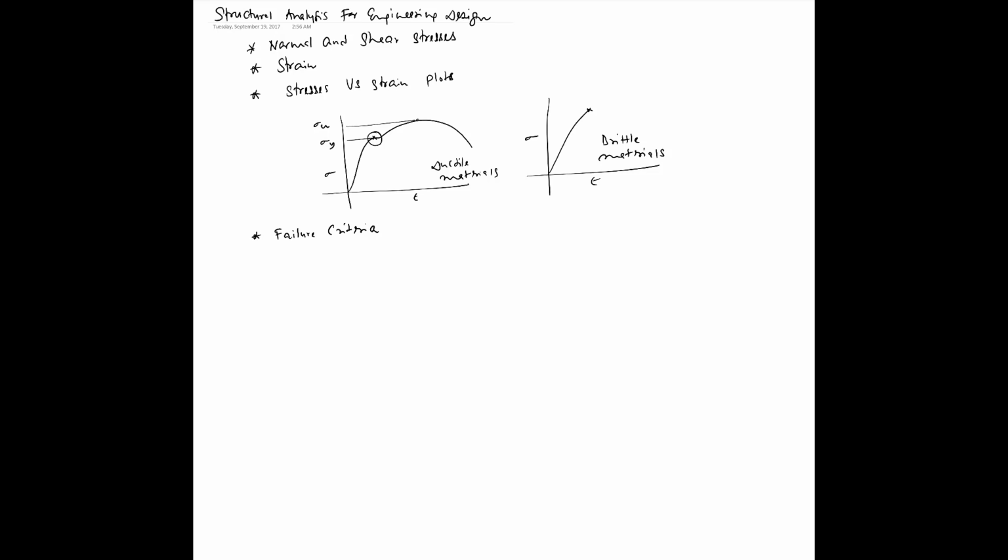On the other hand, if you say that it's okay for my material to actually plastically deform, but it should not fracture, then your failure criteria might be based on ultimate tensile strength. For brittle material, of course, you don't have a choice. You basically have to go by the maximum stress that the material can endure.